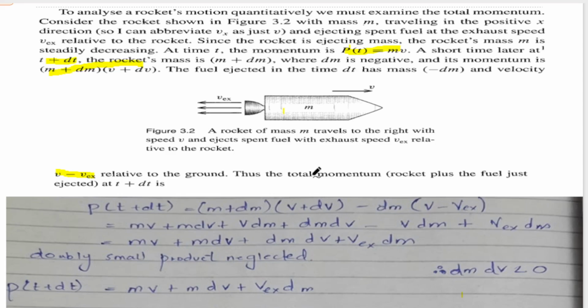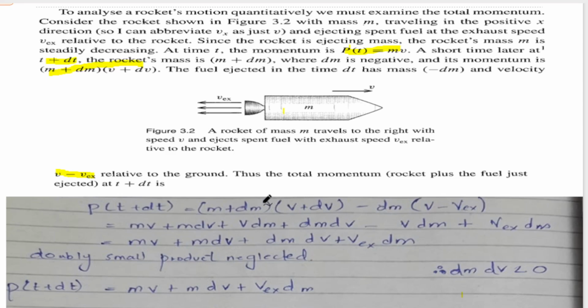So first we take the total momentum. The total momentum is the sum of the rocket momentum and the fuel that is ejected. This is the total momentum at that time. So you can see this is the momentum of the rocket, and this is the momentum after ejecting. Here the negative sign shows that after ejecting, the rocket mass decreases. So this is the negative sign.